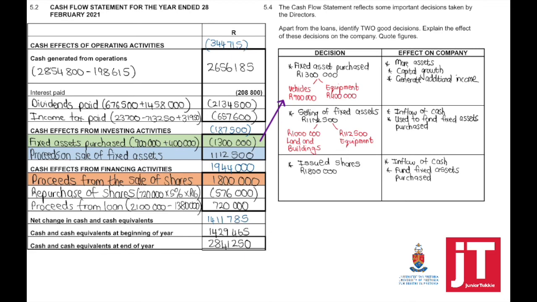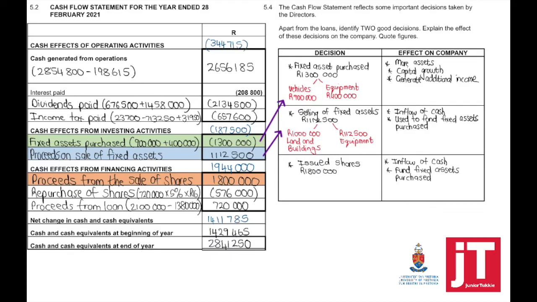If I look at the first one, from the investing activity, fixed assets were purchased. Vehicles, 900,000 and equipment, 400,000. So in total, we've purchased 1.3 million. The reason for that is now we have more assets. This is the effect it will have on the company. More assets for capital growth and to generate additional income.